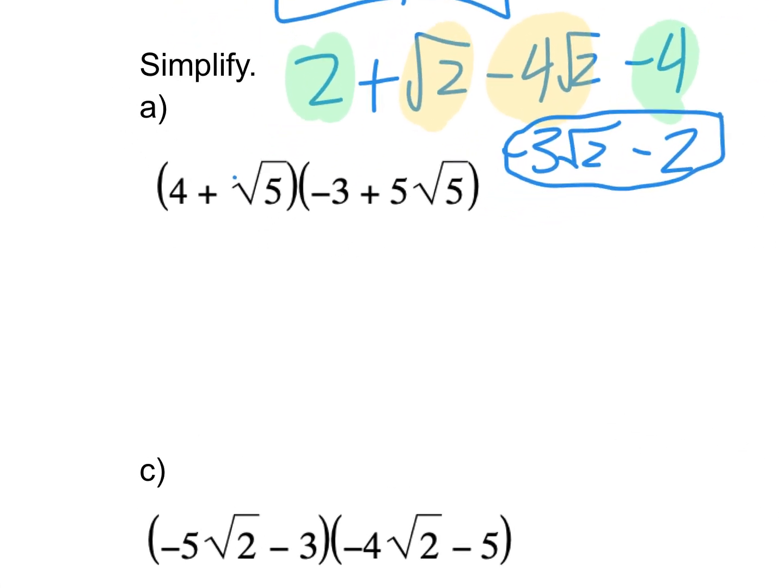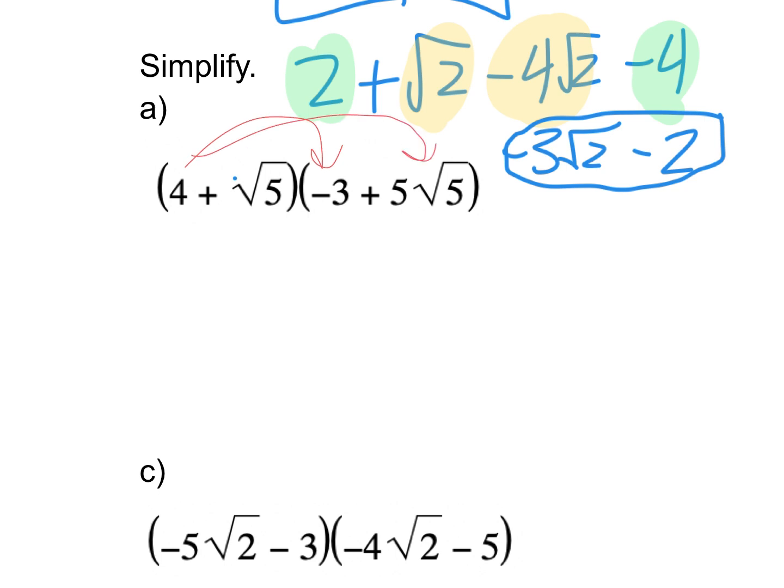So looking at problem number A. I am going to, for this one, use the double distribution or FOIL method. So I'll do 4 times negative 3, 4 times 5 square roots of 5, and then I'll do square root of 5 times negative 3, and square root of 5 times 5 square roots of 5. So for my answer here, I'll try and keep my colors in line. So 4 times negative 3 is negative 12.